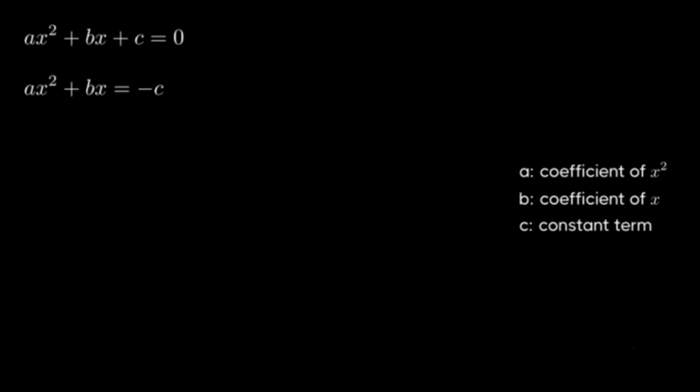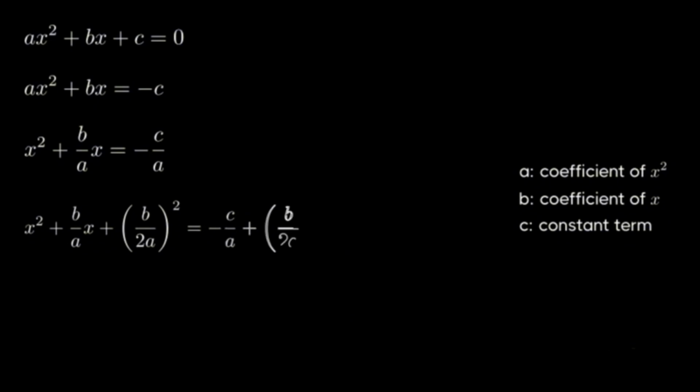Our first step in deriving the formula is to isolate the variable terms. We do this by subtracting c from both sides of the equation, which gives us ax squared plus bx equals -c. Next, we divide every term by a to normalize the coefficient of x squared to 1. This gives us x squared plus b over a times x equals -c over a. This step simplifies our work with the squared term.